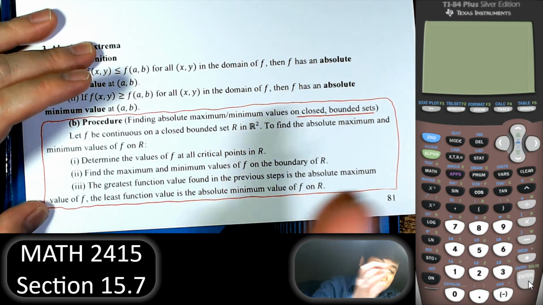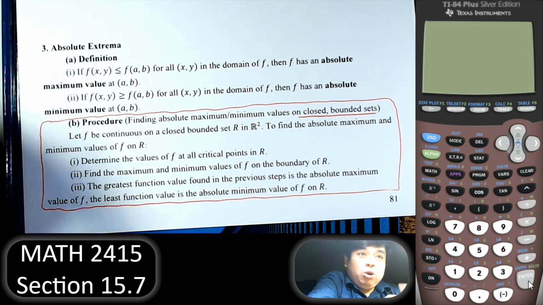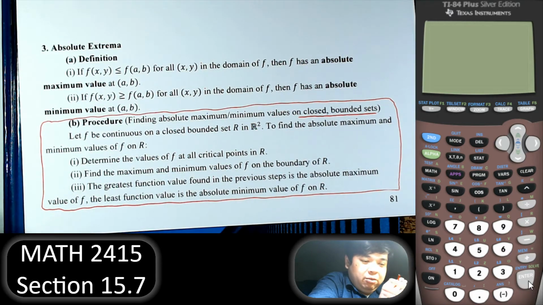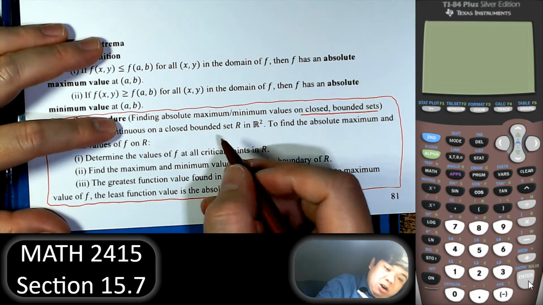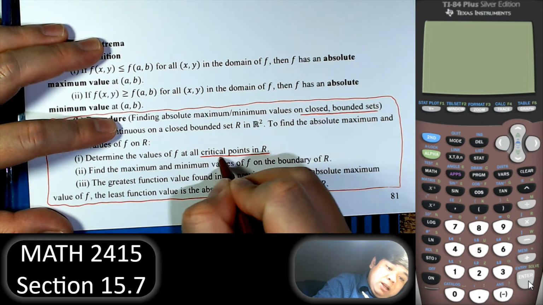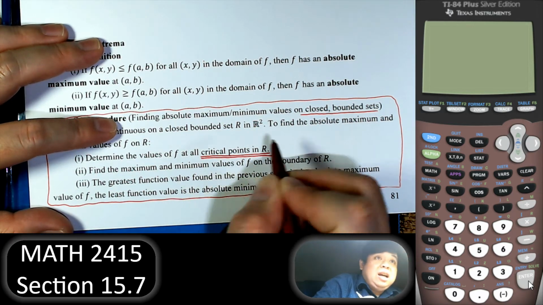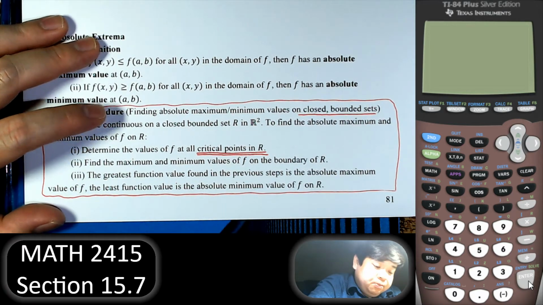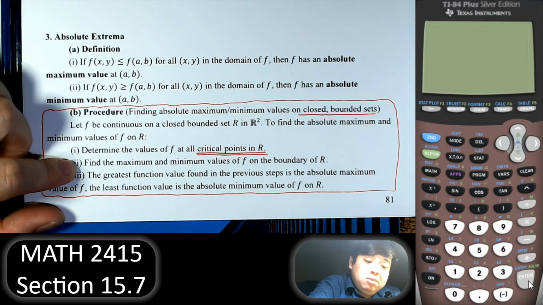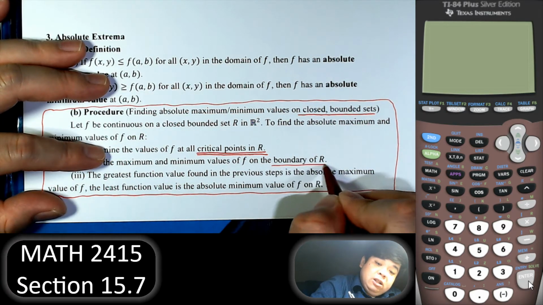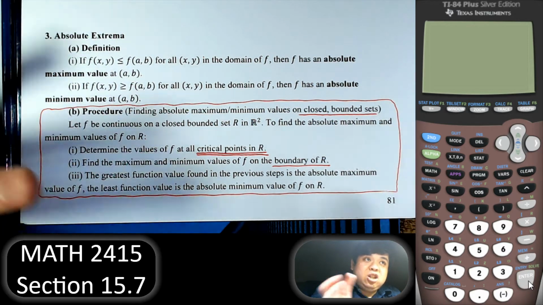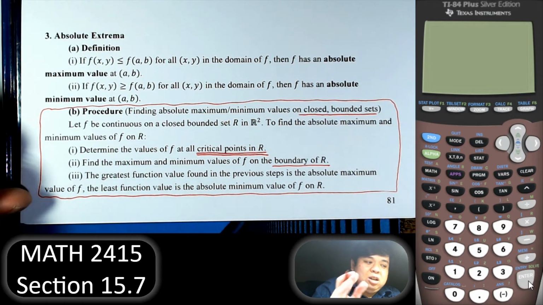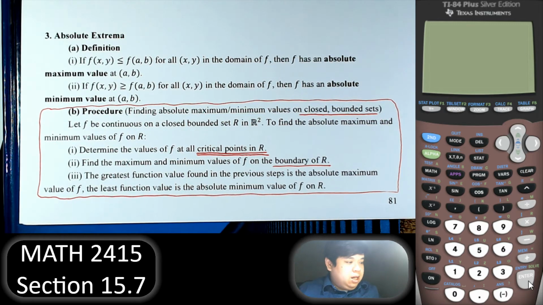What we do is kind of like what we do for the local max and min with partial derivatives. Still find the critical points in R. They have to be in the domain. If it's not in the domain, just ignore it. Then find the maximum and minimum on the boundary. And then we compare them. The biggest one is the max, the smallest one is the min. So that should be simple enough, right?